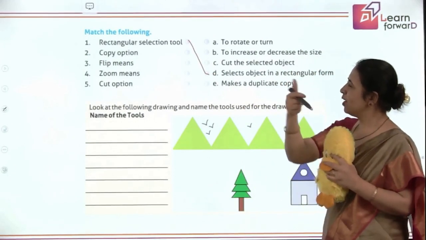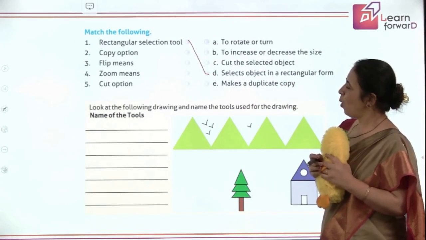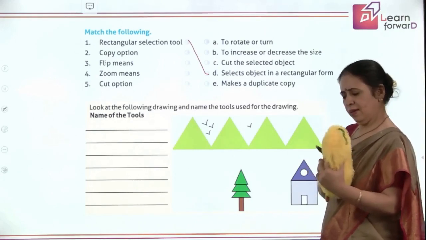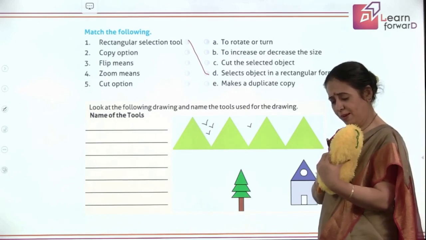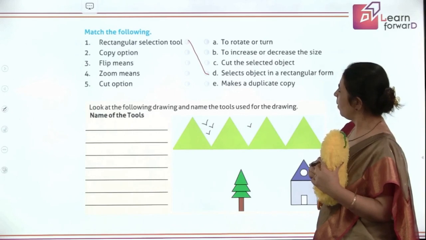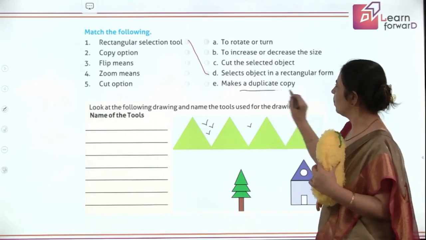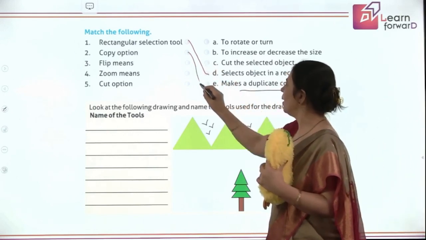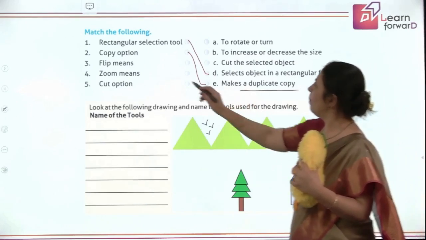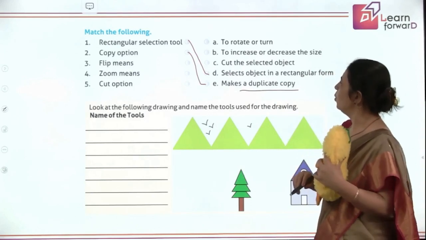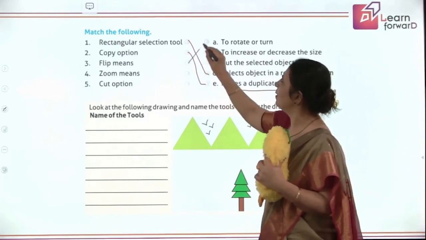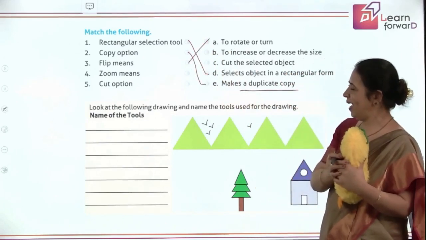I appreciate your efforts. Copy option. What is the role of copy? Can you tell me? E. He's saying E. Oh, copy option E makes a duplicate copy. Oh, you are right, my ducky. What is flip? Flip means to rotate and turn. I could hear the right answer from you again.